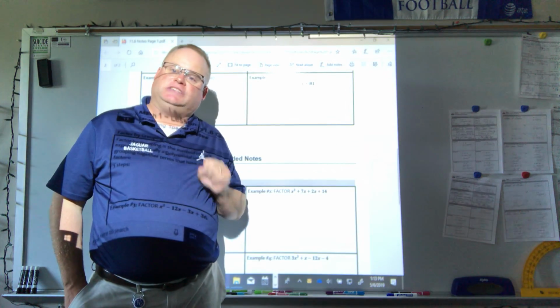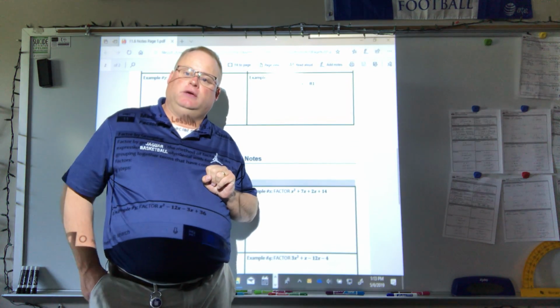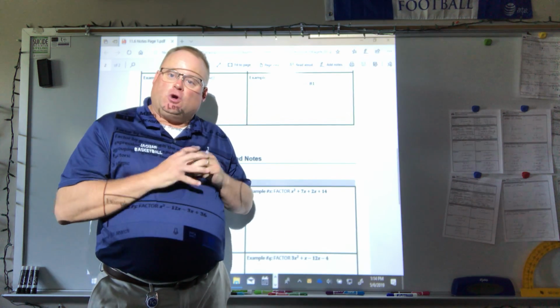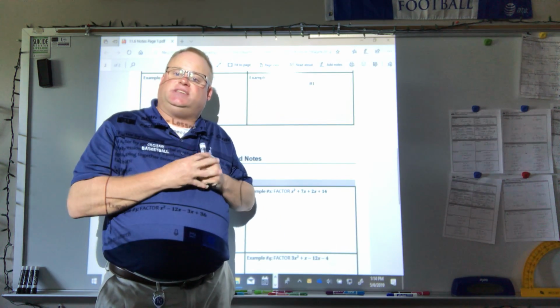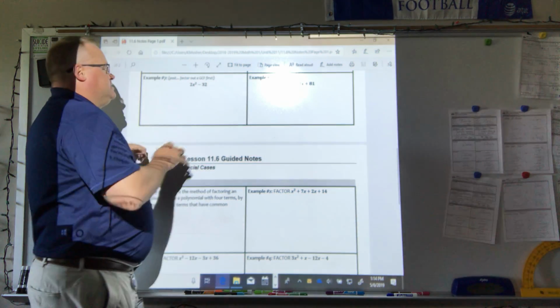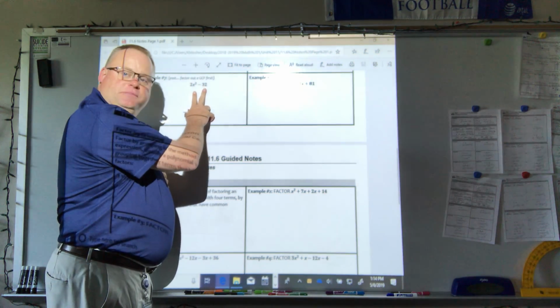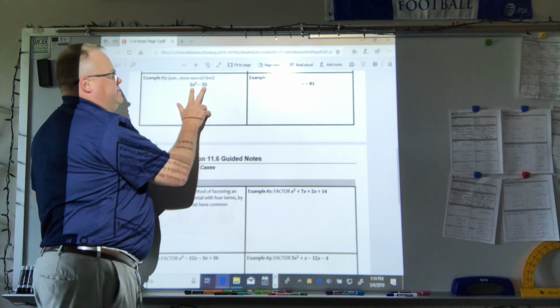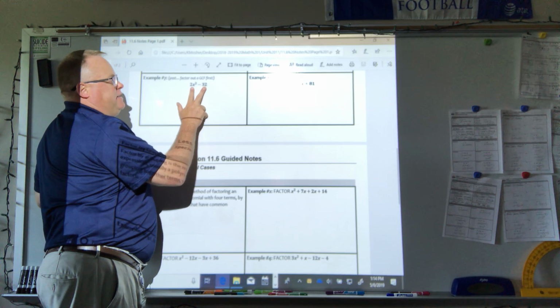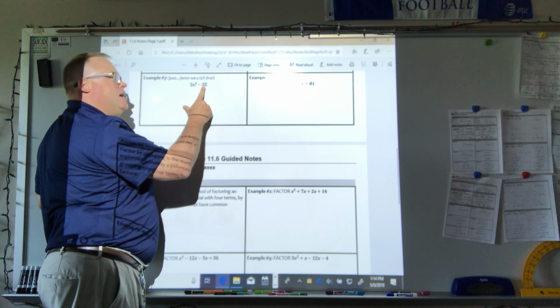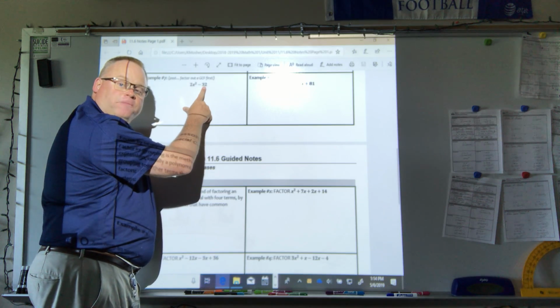Sometimes you have to factor out a GCF first, okay? You can't always just go straight into the other forms of factoring. There are a lot of times you've got to take a GCF, the greatest common factor, out first. So when it looks like it should be something but it's not, pull a GCF out first. So when I look at this, I've got 2x squared minus 32. Well, it's not a difference of perfect squares because 32 is not a perfect square.